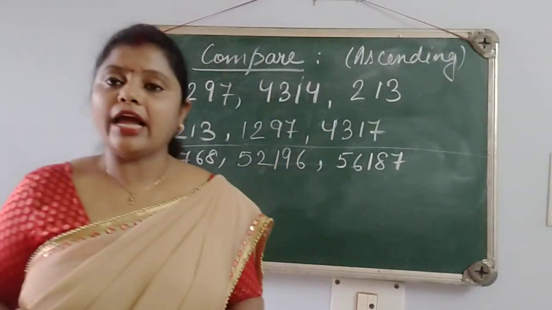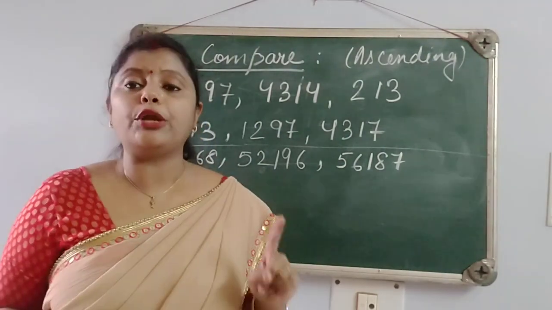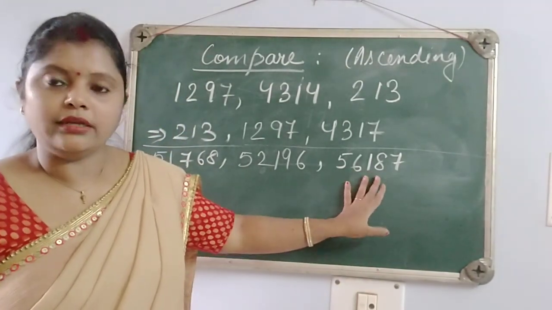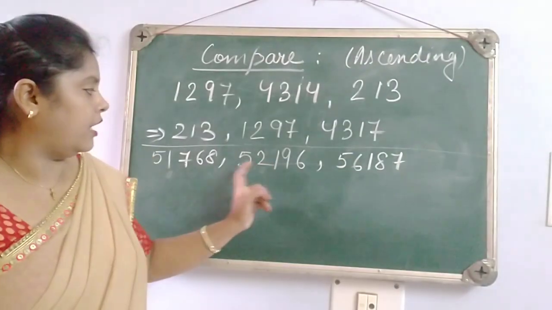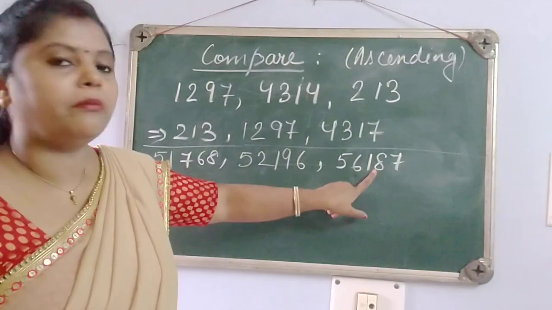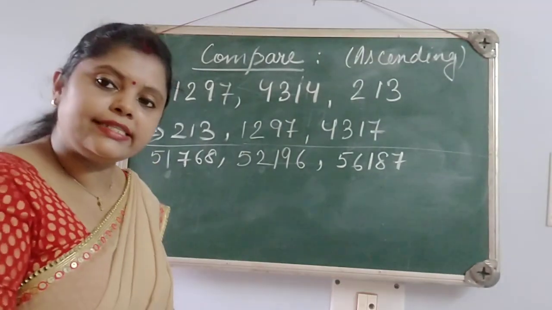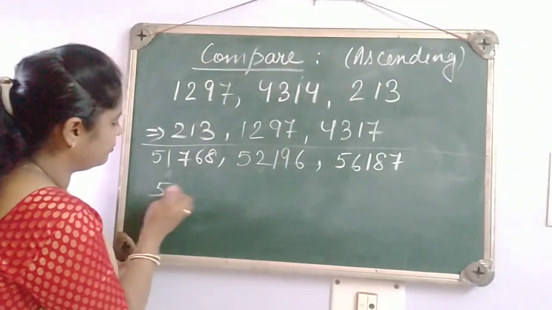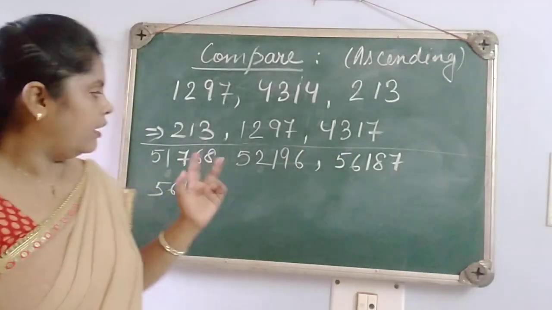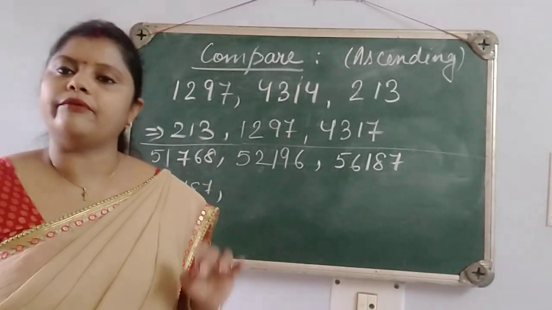Okay. And what we have to do is arrange the numbers in descending order. That means first of all we are going to pick the biggest or greatest number. The greatest number here is this one, because we are getting 6 here, and in the other numbers we are getting 1 and 2. So this number should be written first. What is the number? It is 56,187. So in descending order, first of all we will write the greatest number, 56,187.